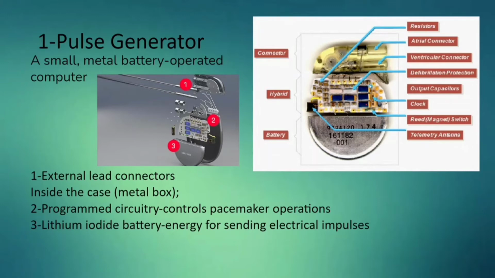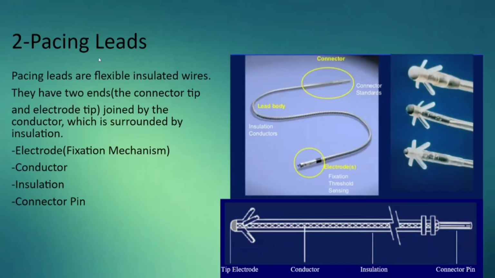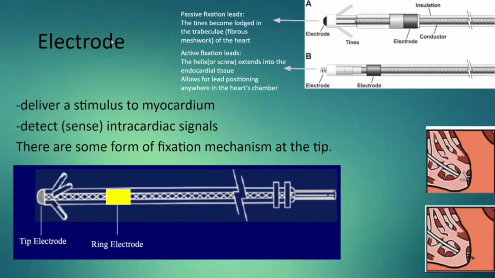If you look at the circuitry, there are a telemetry antenna, a clock, and other particular functions in it. Another one is pacing leads, which are flexible insulated wires, and they have two ends, the connector tip and the electrode tip, joined by the conductor, which is surrounded by insulation. I will explain these components one by one.